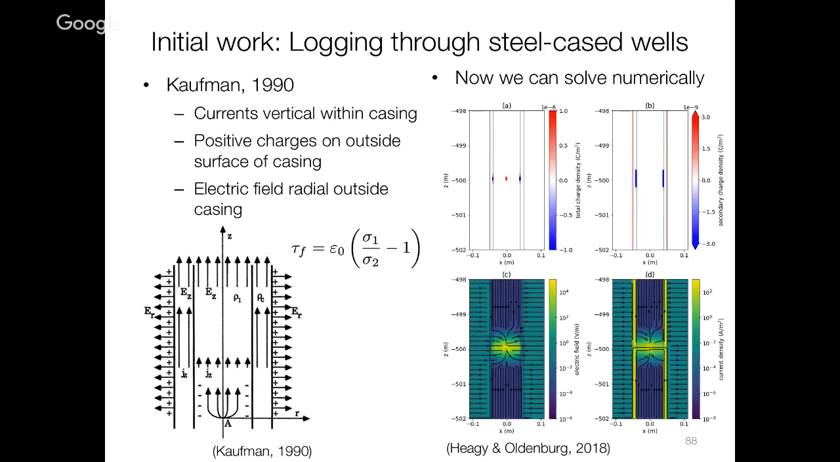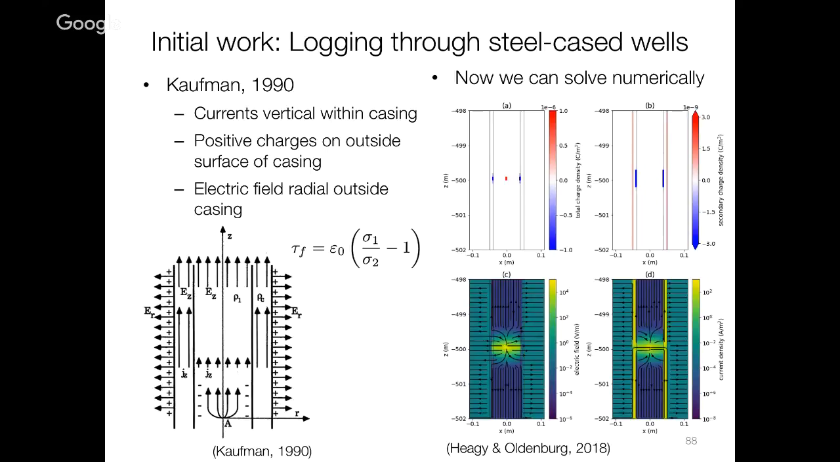So in this region down here, where current is kind of coming up, imagine current that's just leaving here and just going straight up. So it enters the casing here. Now we go from a resistor to a conductor, so we get a negative charge. And then it continues on out and goes from a conductor to a resistor, so there's a positive charge out here.